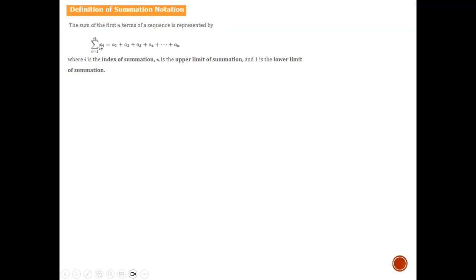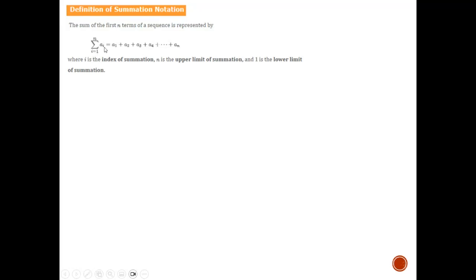And right here, the a sub i, this is usually a formula or something that we're going to plug these values into to generate the terms here. And because it's using this sigma notation or summation notation, that means everything we output we're going to add. Okay.